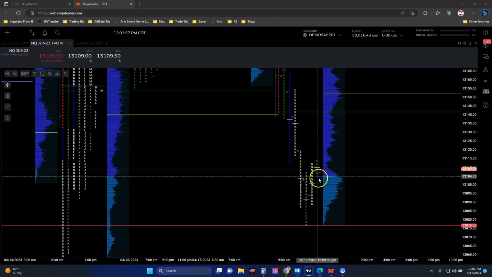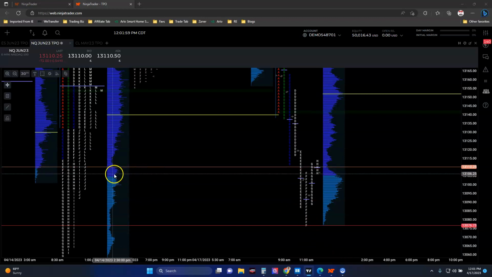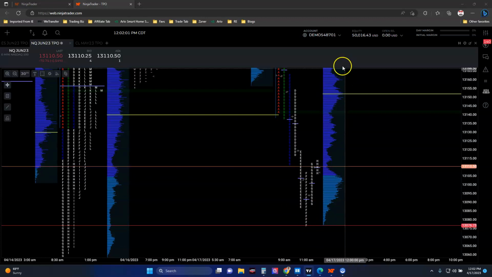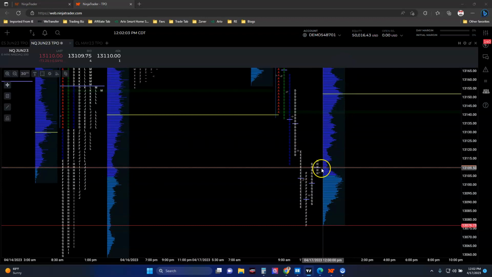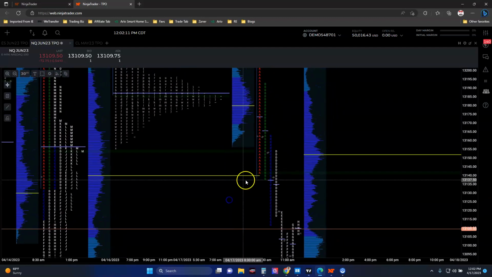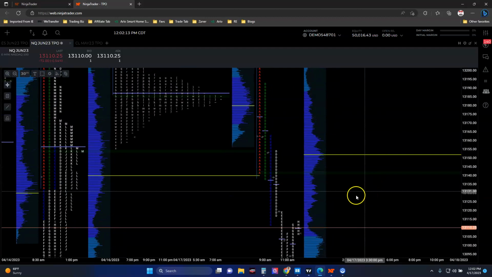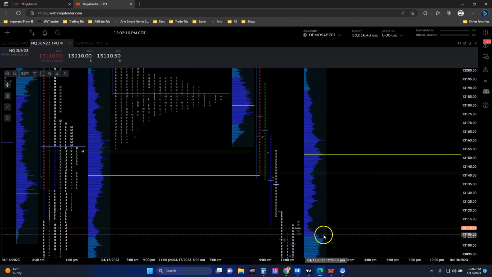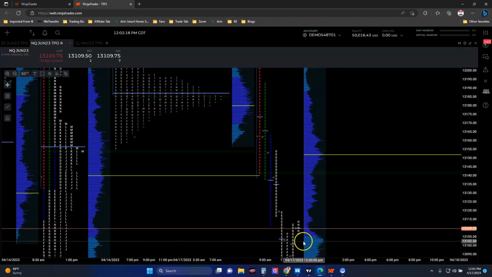So this H period here, we came back into that value area that I was talking about. If it resists here with this E period and this lower value area node of this profile, then it could break down again and retest the lows for the day.